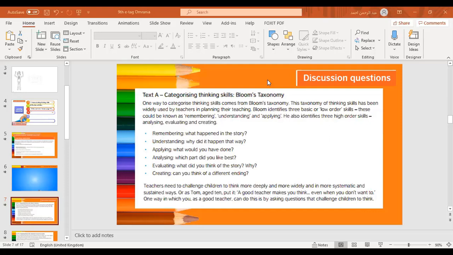So this is the first part of Bloom's taxonomy. It's related to remembering. Now we'll turn to the next part. It's understanding. I want someone else to answer, why did it happen that way? Why did the mouse help the lion? Who could answer this question?